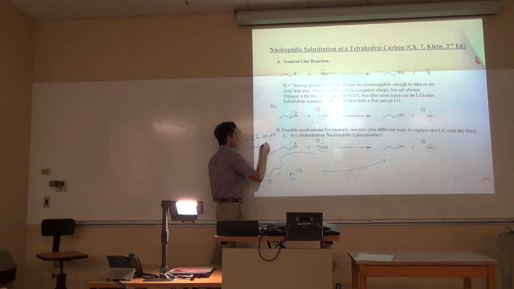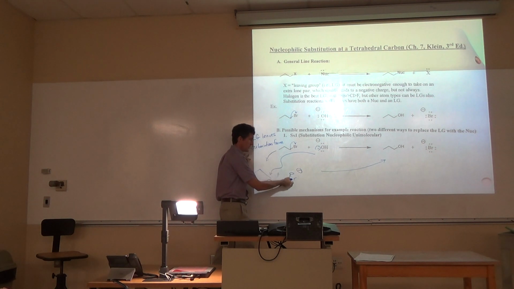What else can we say happened here? You got a bromide ion. Okay, you're onto something here. You made a bromide ion. We also made a carbocation. We made two ions from a neutral. What do you want to call this?